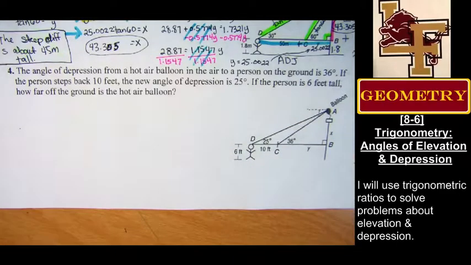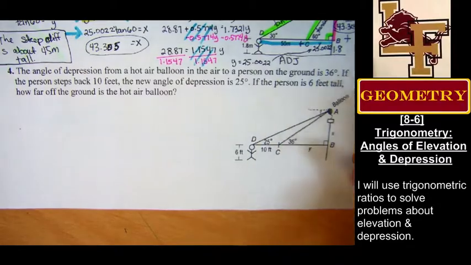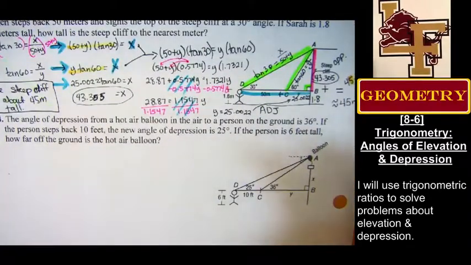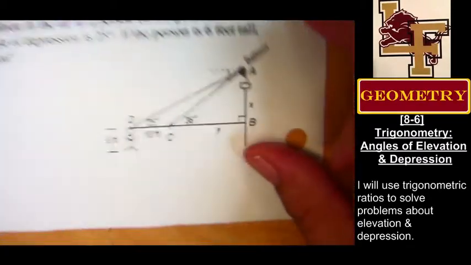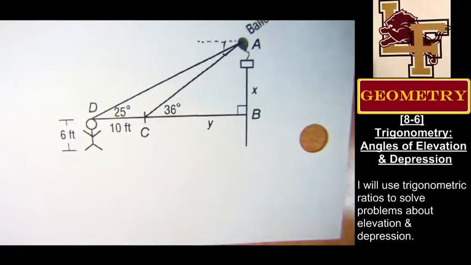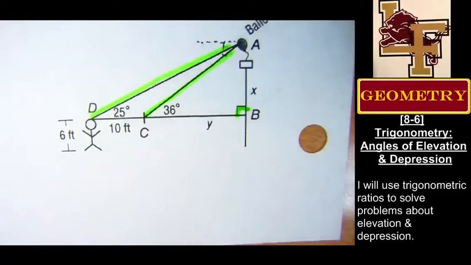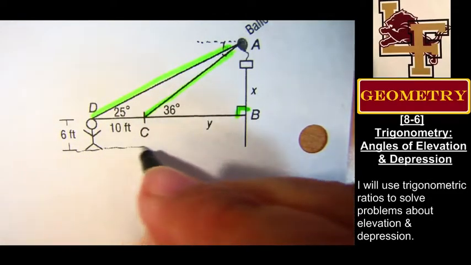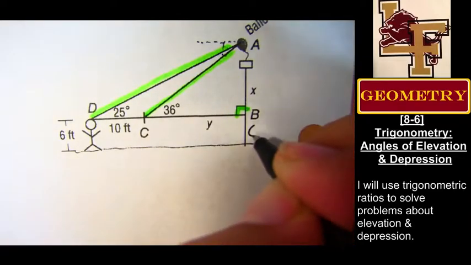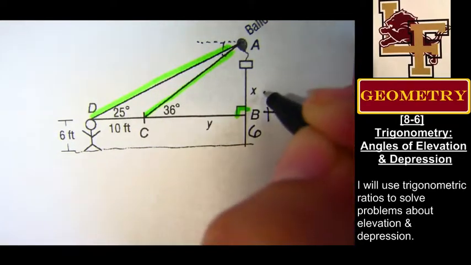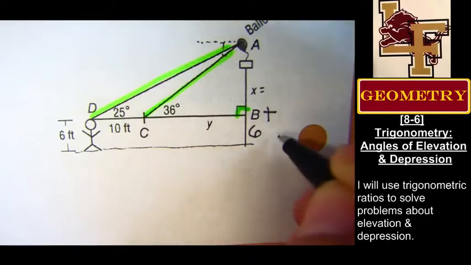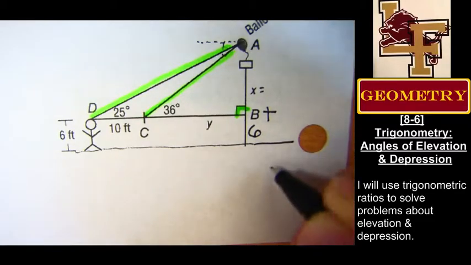If the person walks backwards 10 feet, our new angle is 26 degrees. If the person is 6 feet tall, how high up is the balloon? This is the exact same setup as what we just finished doing, so we're going to do the exact same process. Here's our right angle. That makes these the hypotenuses. There's the ground. That's 6 feet. I'm going to add whatever my result is to 6 for my final answer down here.